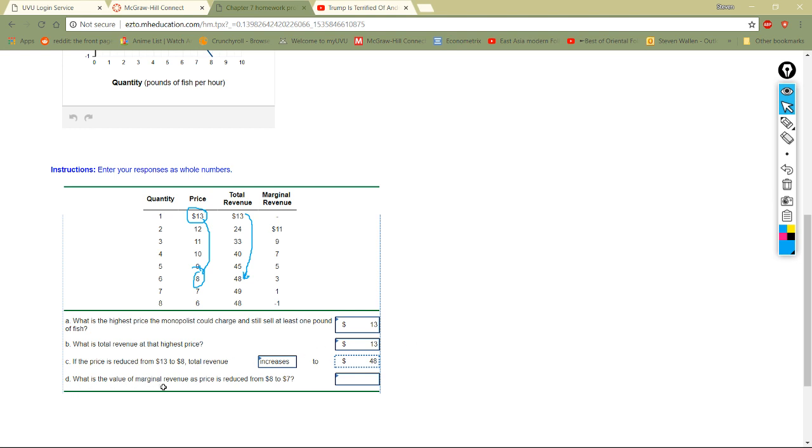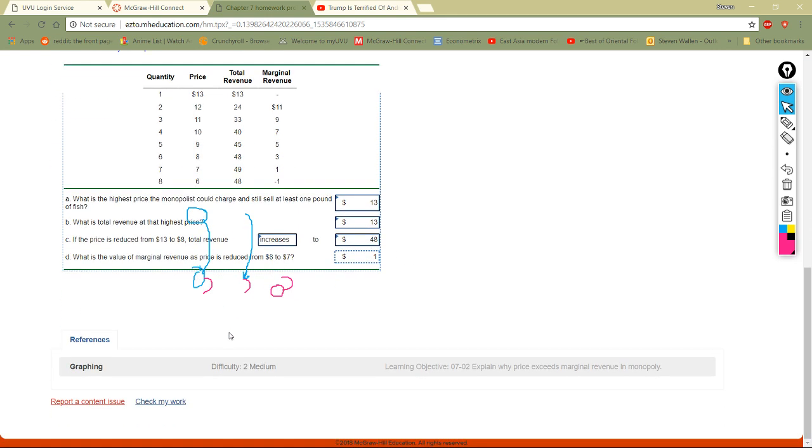What is the value of marginal revenue as price is reduced from 8 to 7? Let's go ahead and take a look. We lower the price from 8 to 7, and we end up getting how much more? One more in marginal revenue, which makes sense. We're going from 48 to 49, so it'll be a simple 1. Let's see if we did it right. Moment of truth.